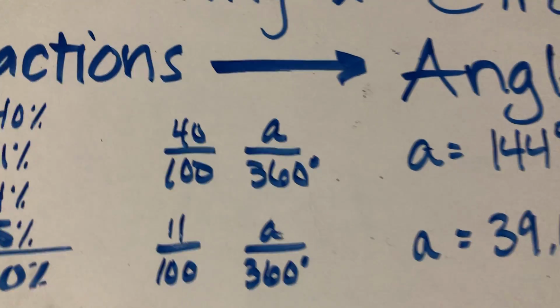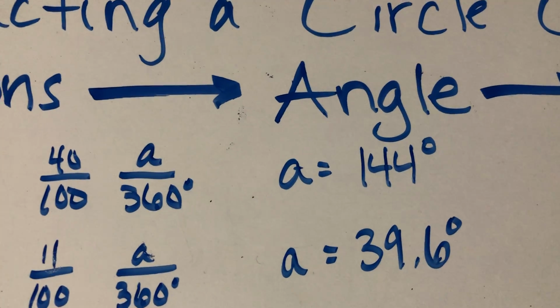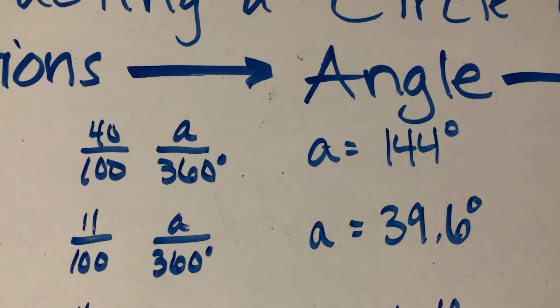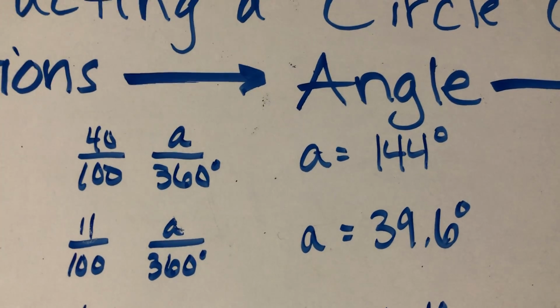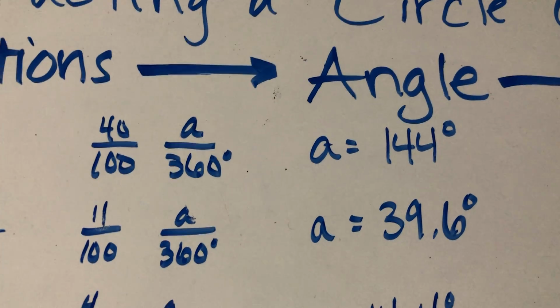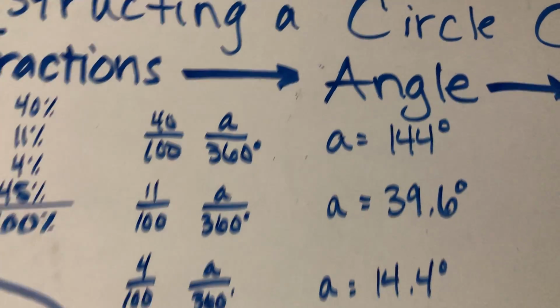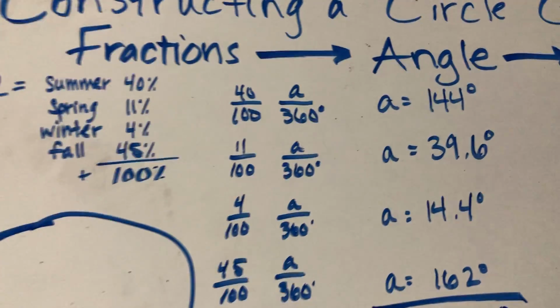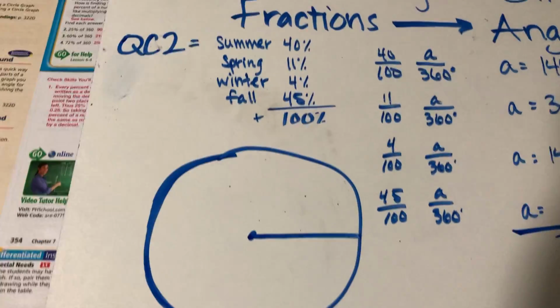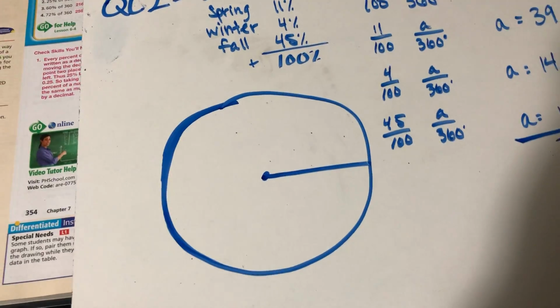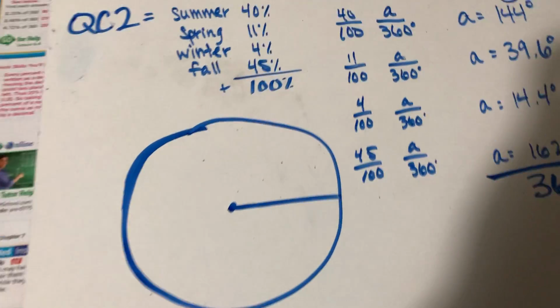And then we did A for angle, because that's what you're figuring out. And so when you draw summer, you're going to have it be a 144 degree angle in your circle graph. And this is the part that you may be like, what? And so I'm going to do my best. I'm going to eyeball it because I don't have tools here.